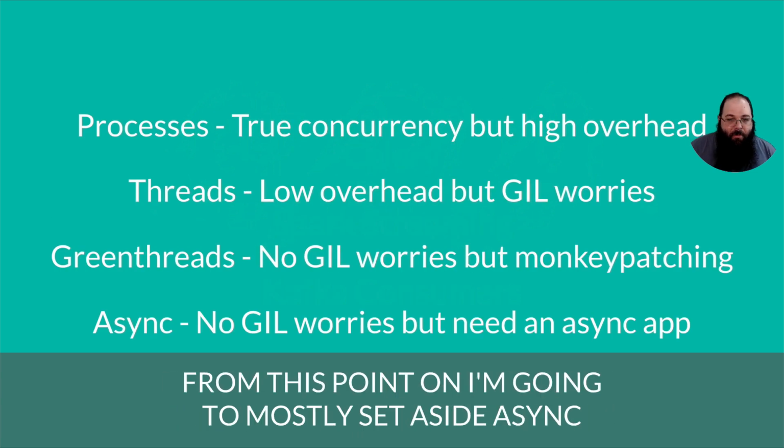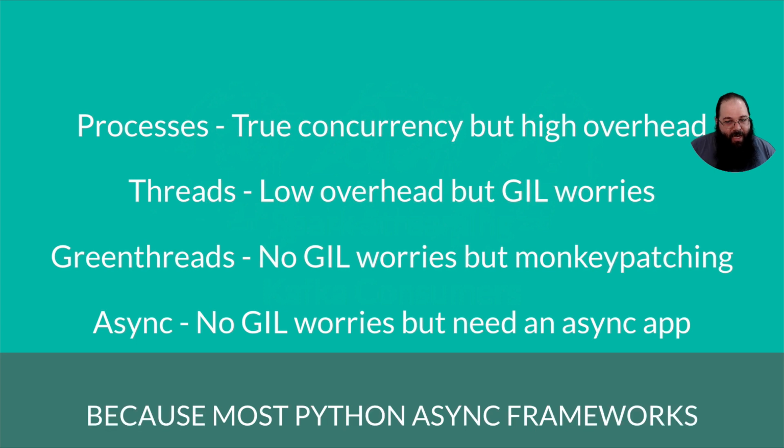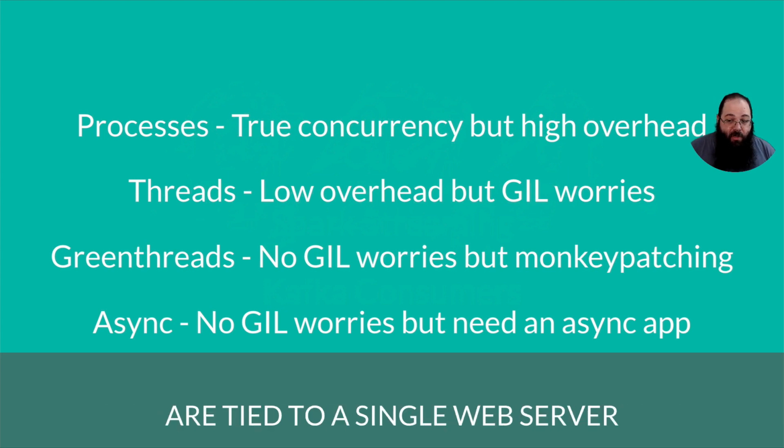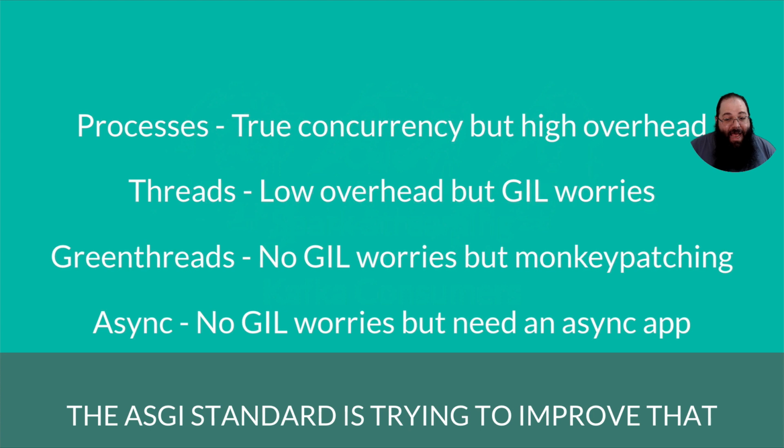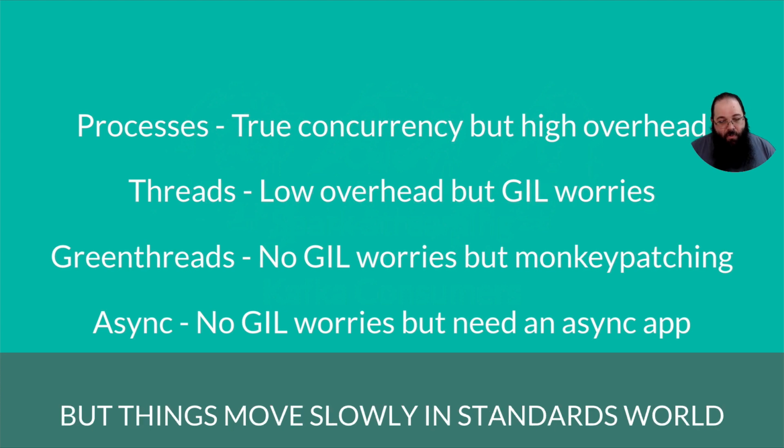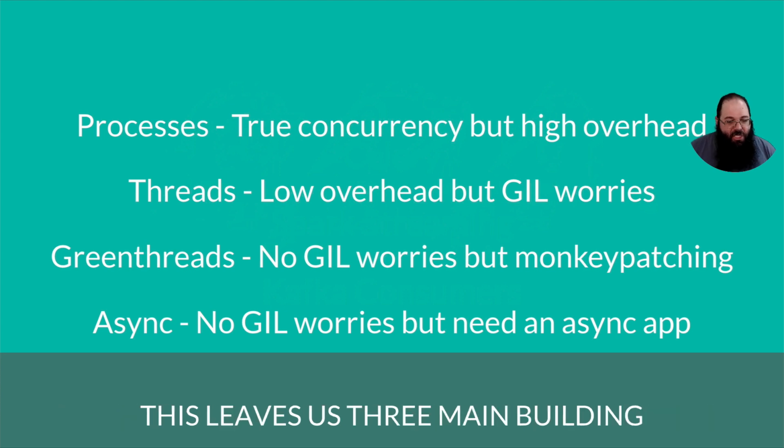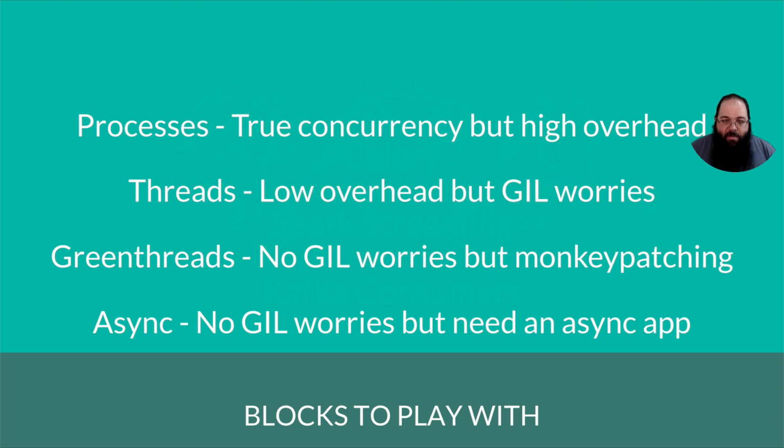From this point on, I'm going to mostly set aside async because most Python async frameworks are tied to a single web server, so there's not much to select there. The ASGI standard is trying to improve that, but things move slowly in standards world. This leaves us three main building blocks to play with.